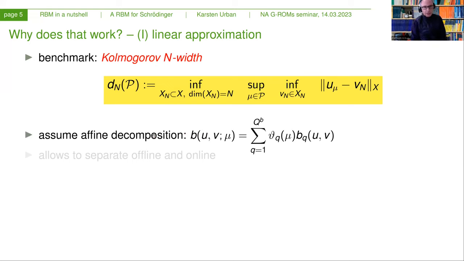A typical assumption is that the bilinear form that you have seen earlier allows for separation of the influence of the parameter mu and the primitive variables, think of space and time, so that you can split the influence of the parameter from the influence of the primitive variables. That is known in the reduced basis community as an affine decomposition. So in many cases, this is true. And it's also known that if it's not true, there are methods to have such an affine decomposition on an approximate level. And it also allows to separate offline and online.